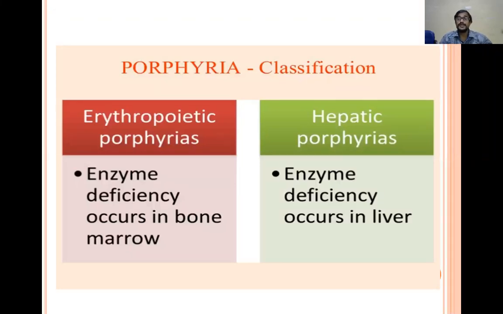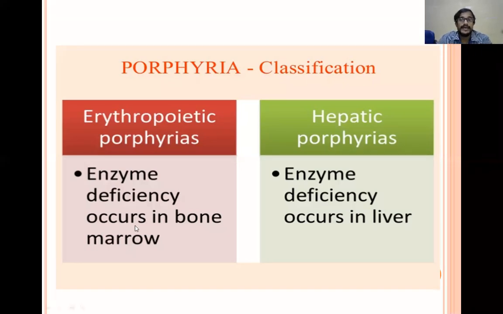If the defect of heme synthesis occurs in the erythroid cells, which leads to accumulation of porphyrins, it is known as erythropoietic porphyrias. If the defect of heme synthesis occurs in the liver cells, in that case also porphyrins will accumulate in the body. In both cases, porphyrins will be accumulated in the body. But the origin of the defect, whether it occurs in the erythroid cells or hepatic cells, determines whether it is divided into erythropoietic porphyrias and hepatic porphyrias.